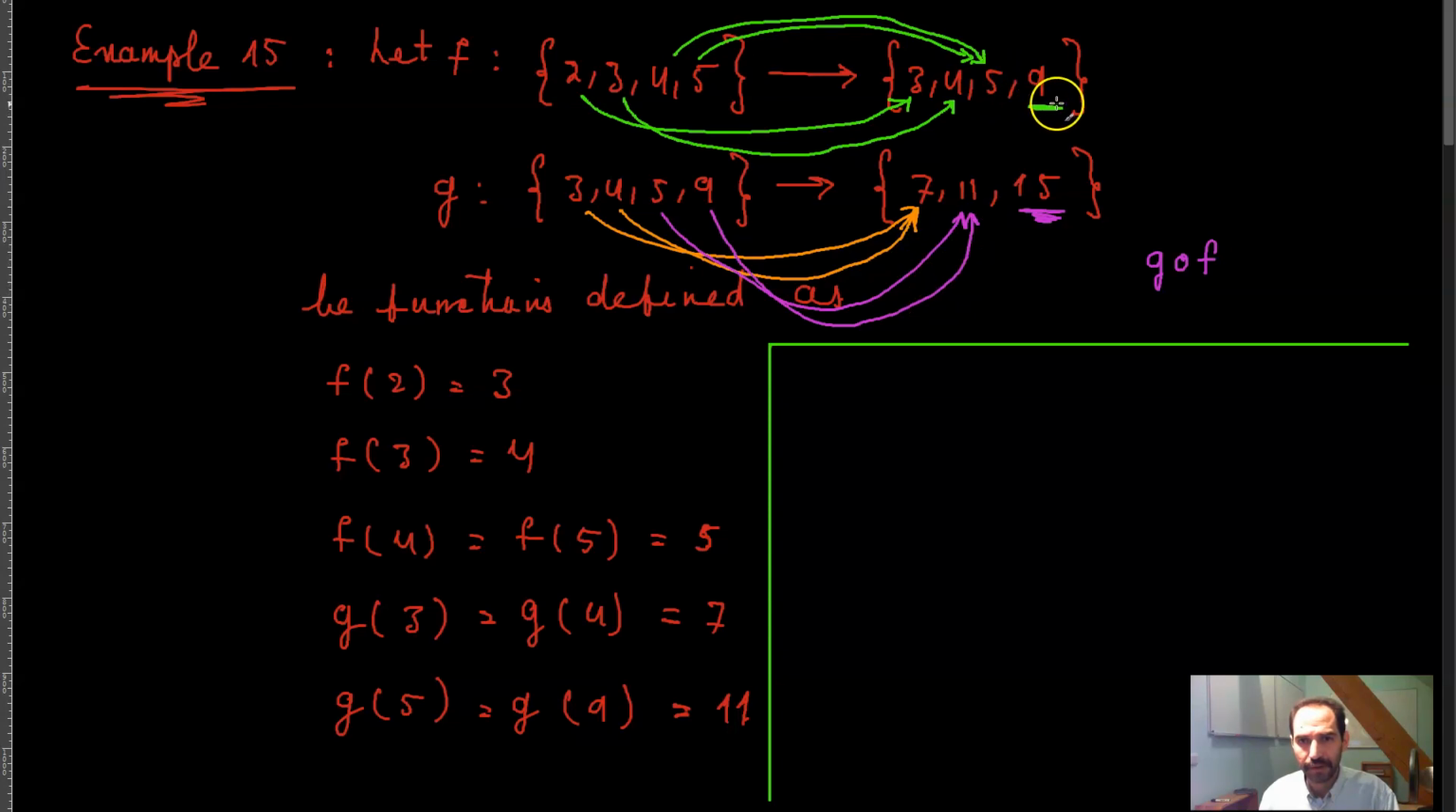Now there is a problem here, and that is, you see that, for example, f of 2 is equal to 3, and then g of 3 is equal to 7, which means that g of f of 2 is equal to 7. Or basically, you can say that g∘f of 3 is equal to 7.